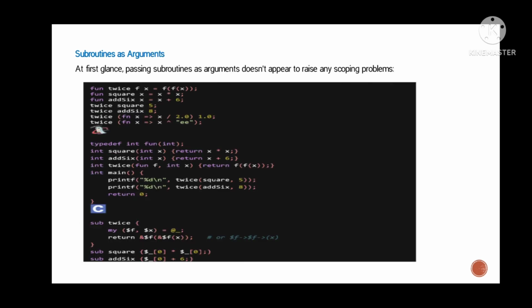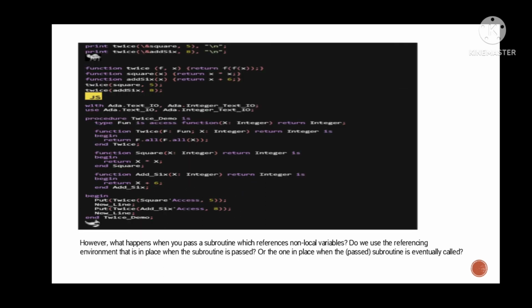Subroutines as arguments. At first glance, passing subroutines as arguments doesn't appear to raise any scoping problem. However, what happens when you pass a subroutine which references non-local variables? Do we use the referencing environment that is in place when the subroutine is passed, or the one in place when the passed subroutine is eventually called?